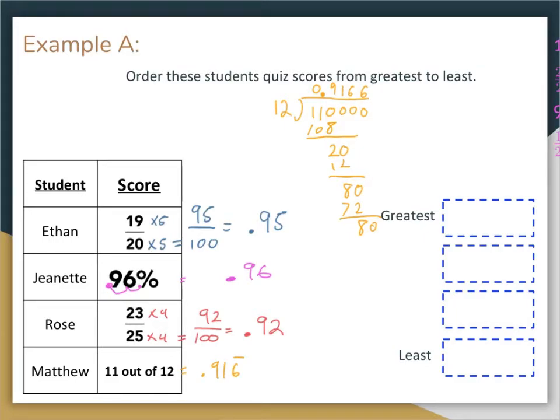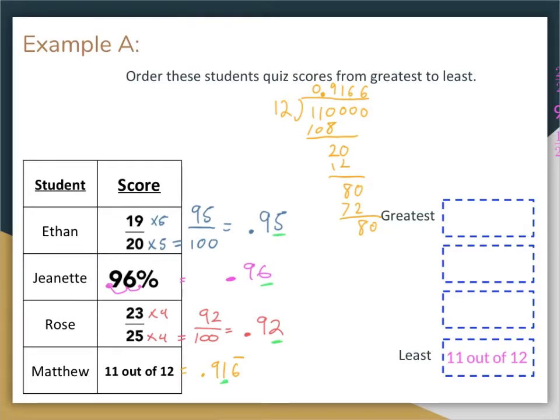So now that I've got everything as a decimal, I can much more easily put them in order. So let's take a look at the one that's the least. I'm looking at all of my numbers here and their place value, and I know that they're all in the 90s, but I've got a 1, a 2, a 5, and a 6. So the 1 is going to be the smallest one out of those. So the 11 out of 12 is the one that's going to be the least.